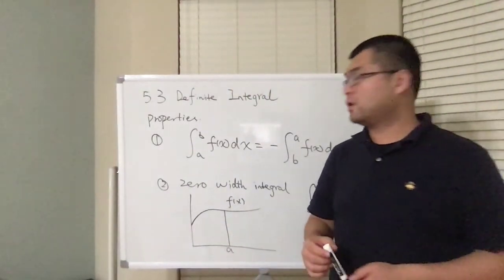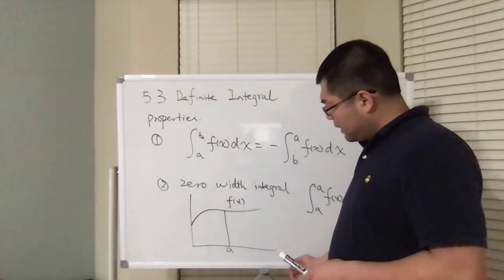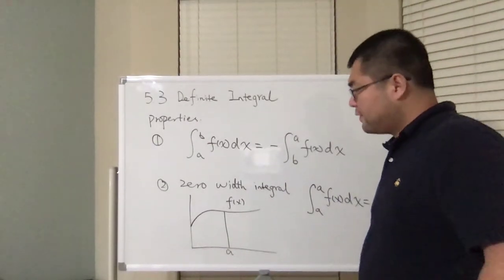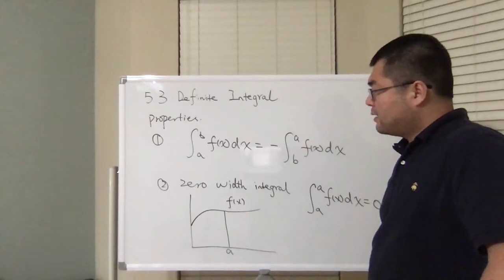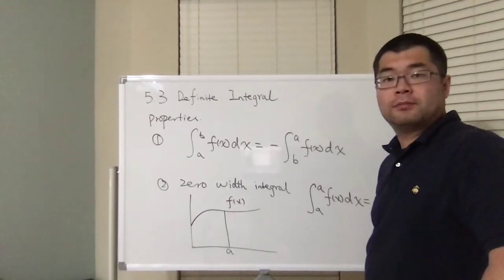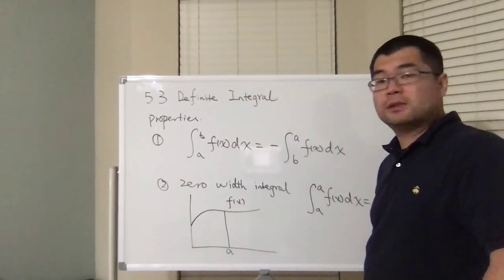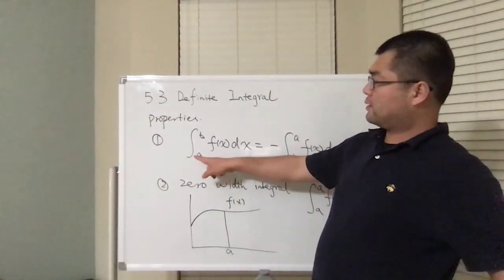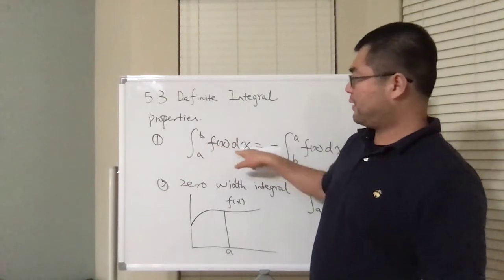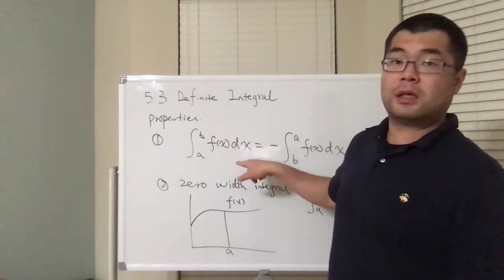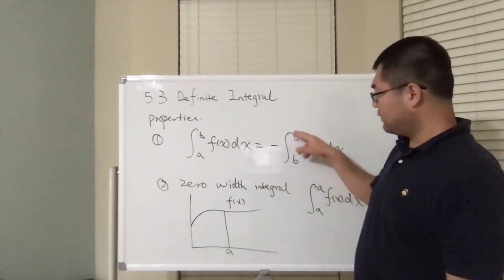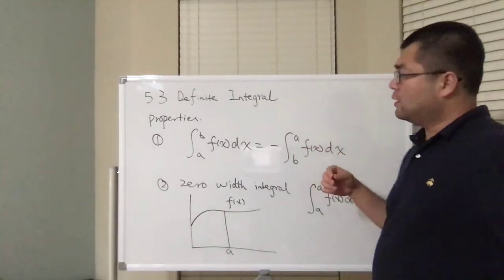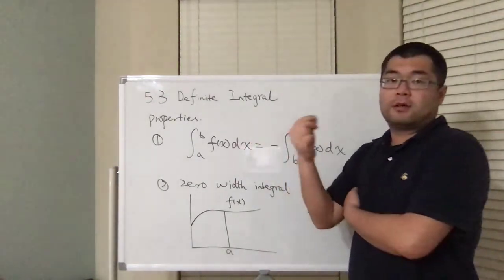All right, so we're talking about the definite integral and about how to define the definite integral, and now let's look at some properties of the definite integral. First off, the property is if you have the integral from a to b of f(x) dx, then it equals negative the integral from b to a of f(x) dx. About this property, guys, you can think about it this way.